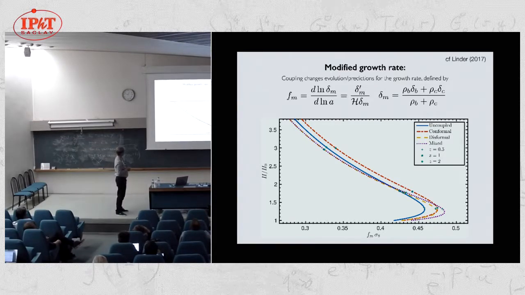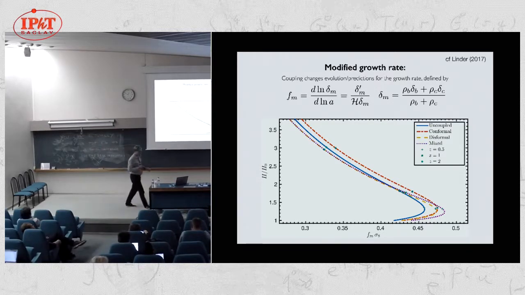Now, as you can see here, the uncoupled case is the blue line. That is roughly what lambda CDM would do-ish. The purely conformal case deviates quite a bit. But at the turning point, actually, it comes close to a purely disformal coupled, whereas the mixed deviates quite a bit at the turning point. So if you could construct from observations a plot like this, it could help distinguish between the conformal, uncoupled, and disformal and mixed cases. Okay, I don't think there is a plot yet with data points as such, but it would be something interesting to do.